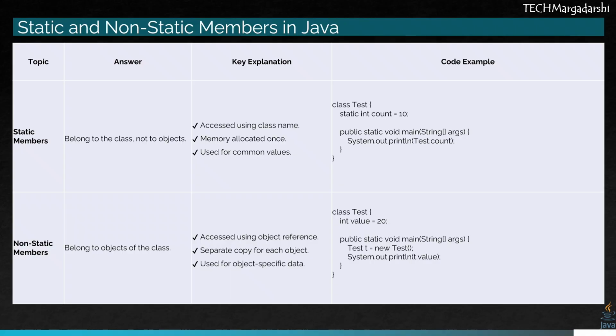In the second code example, the class Test has a non-static variable called value. To access it, we first create an object using Test t = new Test(). Then we access the variable using the object reference, t.value. This clearly shows the difference. Static members are accessed using the class name, while non-static members are accessed using an object. Understanding static and non-static members is very important for writing efficient and well structured Java programs.